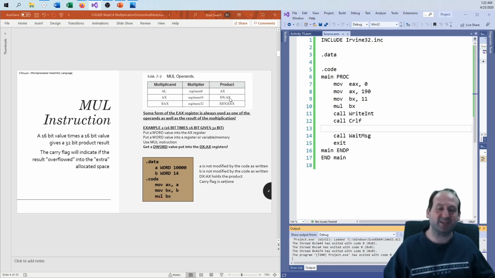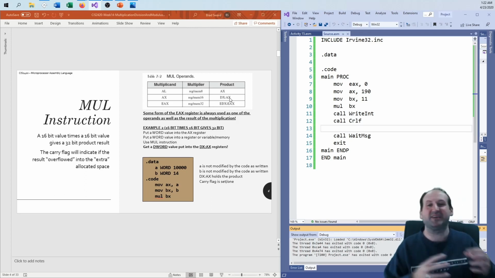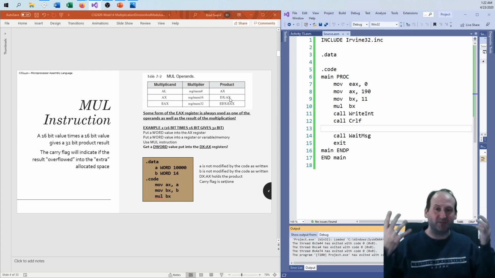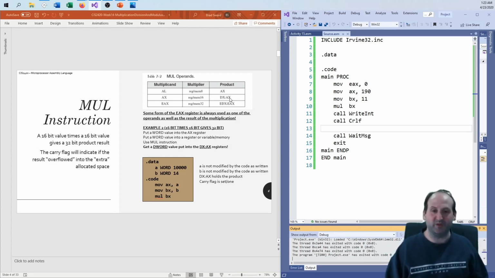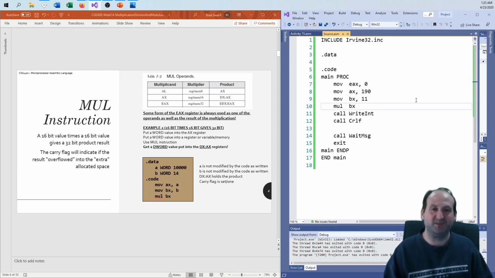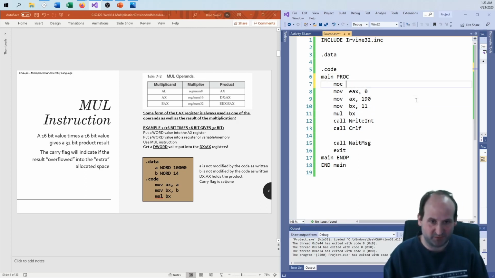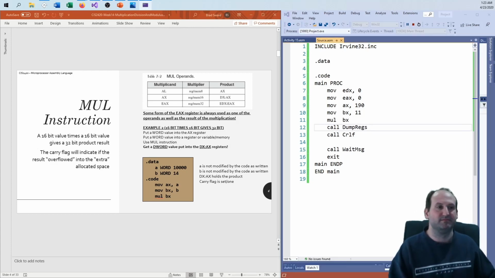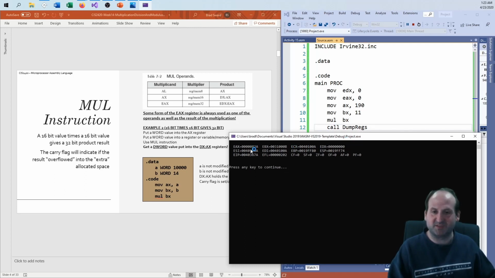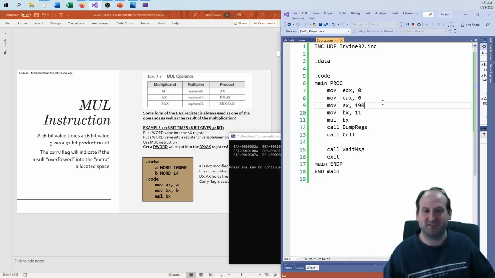So AX gets the actual portion that we care about. DX holds the overflow, which, when we're dealing with large numbers, yes, we could care about this, but in a general use case, no, we don't. So if I wanted to, just for the sake of this, I can move 0 into EDX, and instead of calling write int, I'll call dump regs. And you can see that the EAX register holds A2A, which is 2090 in hex, and the EDX register is holding a 0 because nothing got larger than that.